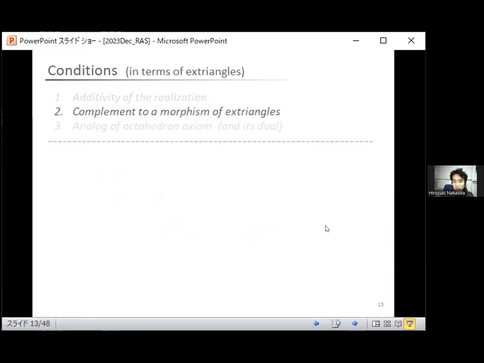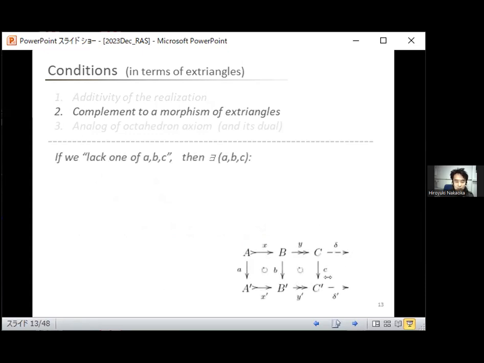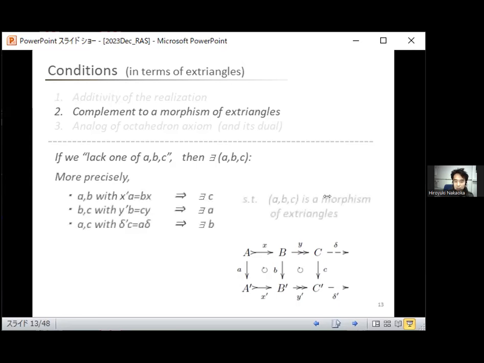The second condition allows us to obtain morphisms of X triangles. So a morphism of X triangles is, by definition, a triplet A, B, C of morphisms in C, like this. And if we lack one of these three, we can complete it into a morphism. Well, this condition corresponds to TR3 for triangulated categories. But because we cannot rotate X triangles, we have to consider three cases.